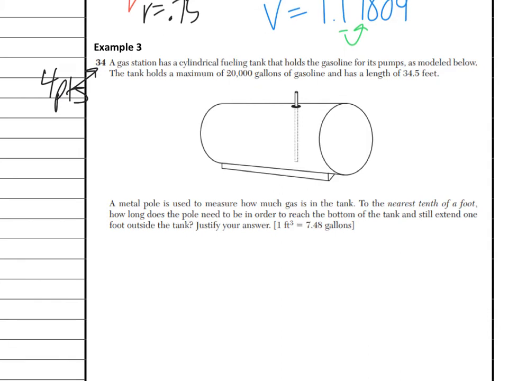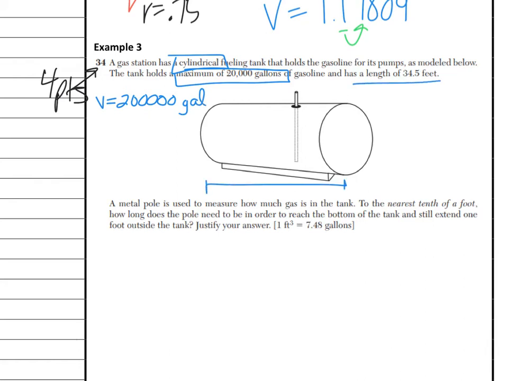It says that we've got this cylindrical fueling tank that holds gasoline for pumps, and the tank holds a maximum of 200,000 gallons. So the volume is 200,000 gallons. It has a length of 34.5, so that's this piece, 34.5, which really represents the height of this thing. If you think about standing it upright, this is the height of the whole tank.